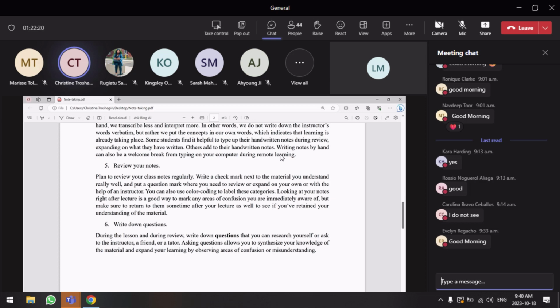And put a question mark where you need to review or expand on your own or with the help of an instructor. If any particular questions arise whenever you are reviewing your notes, put a question mark there. The question mark means that either you need to do some extra research or study on your own, or, if it is something like an example provided by the instructor that you did not get, then you should ask for your instructor's help in that regard.